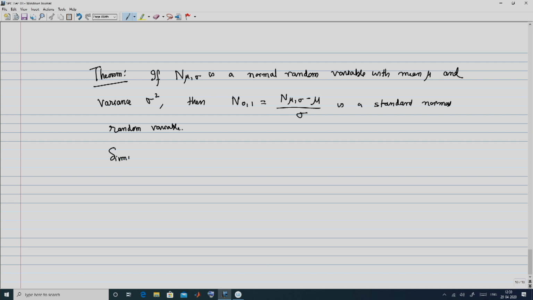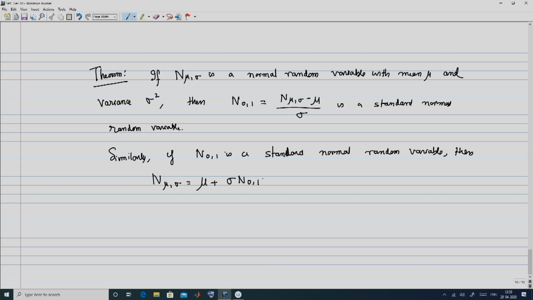On the other hand, in a similar manner, if N(0,1) is a standard normal random variable, then N(mu, sigma) is equal to mu plus sigma N(0,1), which is a normal random variable, obviously with mean mu and variance sigma square.